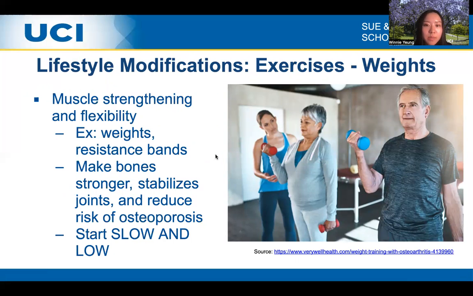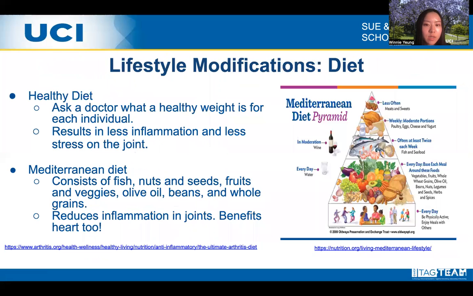Some exercises that improve muscle strength and flexibility are weights and resistance bands. They make bones stronger, stabilize the joints, and reduce the risk of osteoporosis. It is very important to start slow and low to prevent injury.